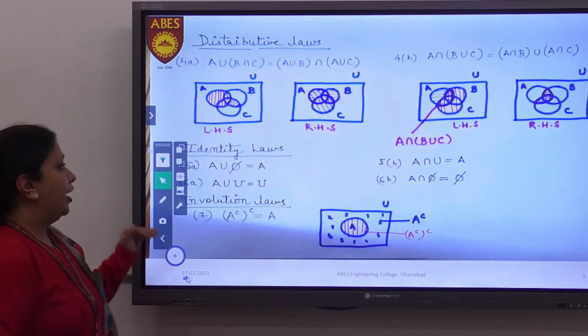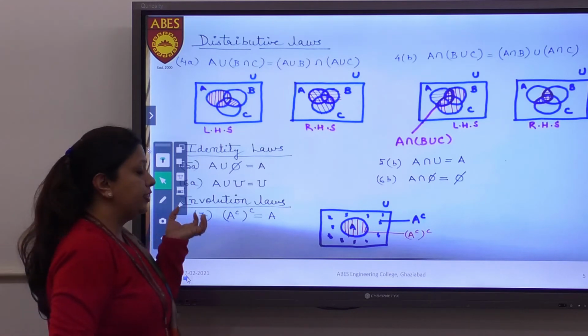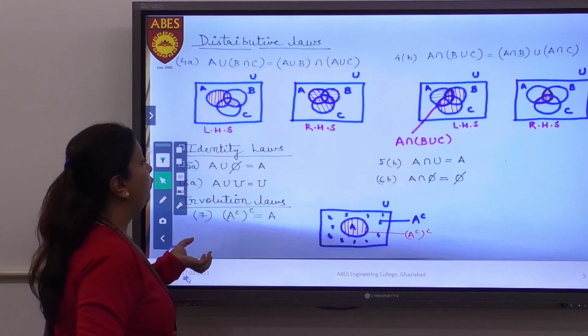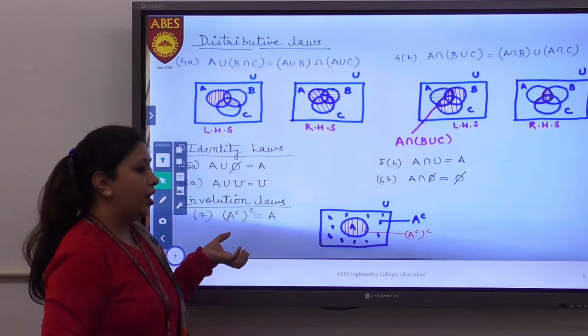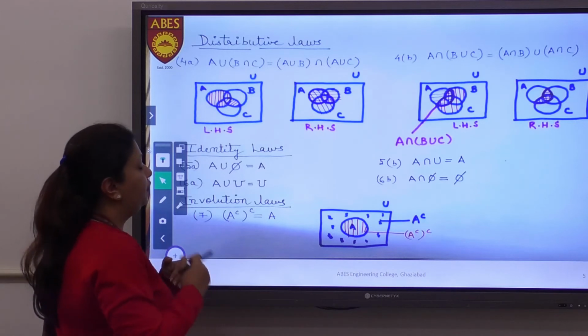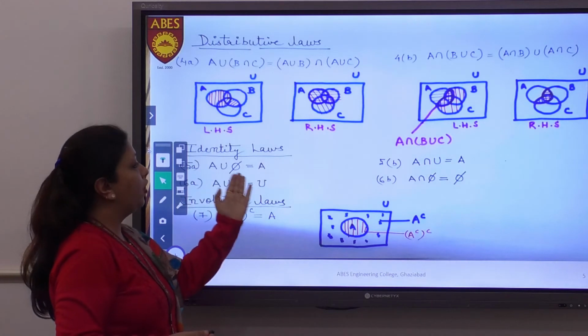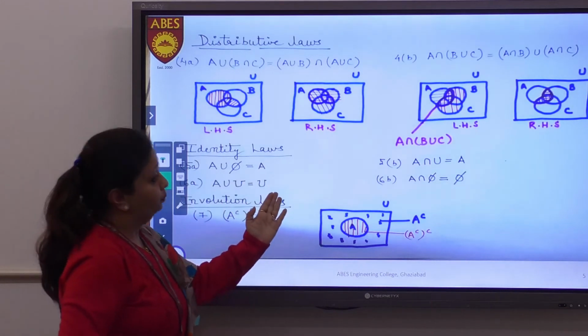Now next we have identity laws. The first identity law says that if I take any set A and take its union with a phi set, a phi set is basically a null set, so what will I get? If I unite any set with a null set, I will get the same set itself. So A union phi will again give me A.